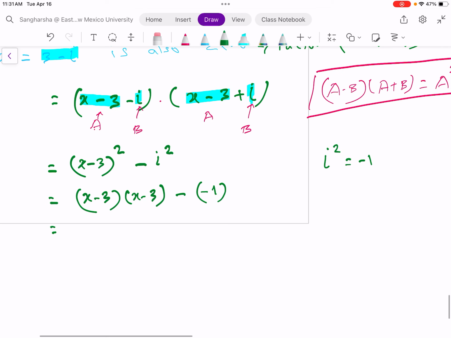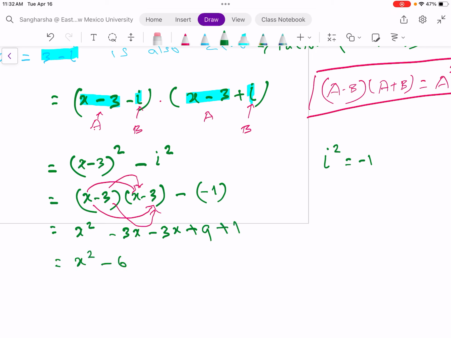Now let's use FOIL here. x times x, that is x squared. Then you multiply the outside terms, the inside terms, and the last terms. First terms: x times x, x squared. Outside terms: x times minus 3, that is minus 3x. Inside terms: minus 3 and positive x, that is minus 3x. Last terms: minus 3 times minus 3, that is positive 9. Minus times minus 1, that is positive 1. So this is x squared minus 6x plus 10. When you multiply the two factors for this polynomial, this is what we get.